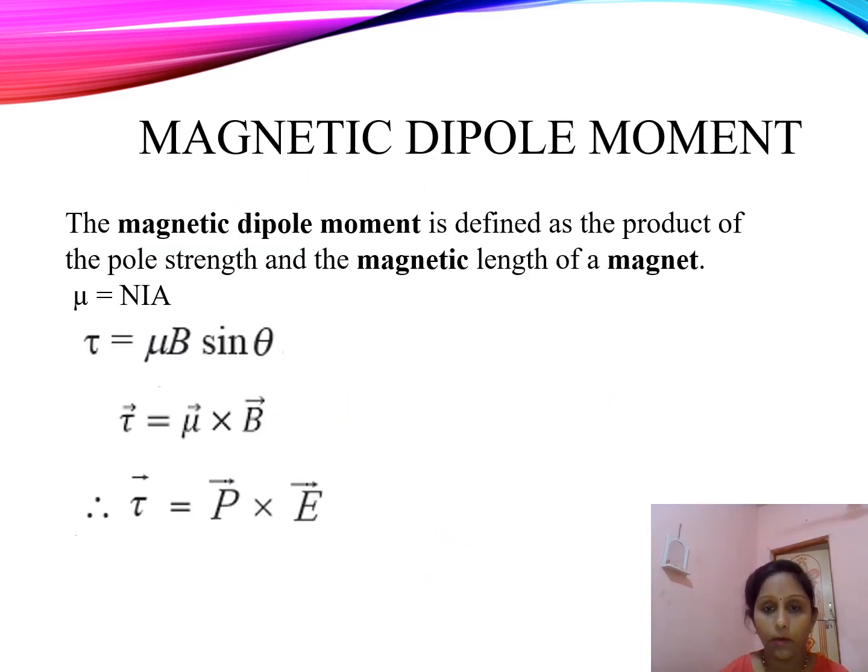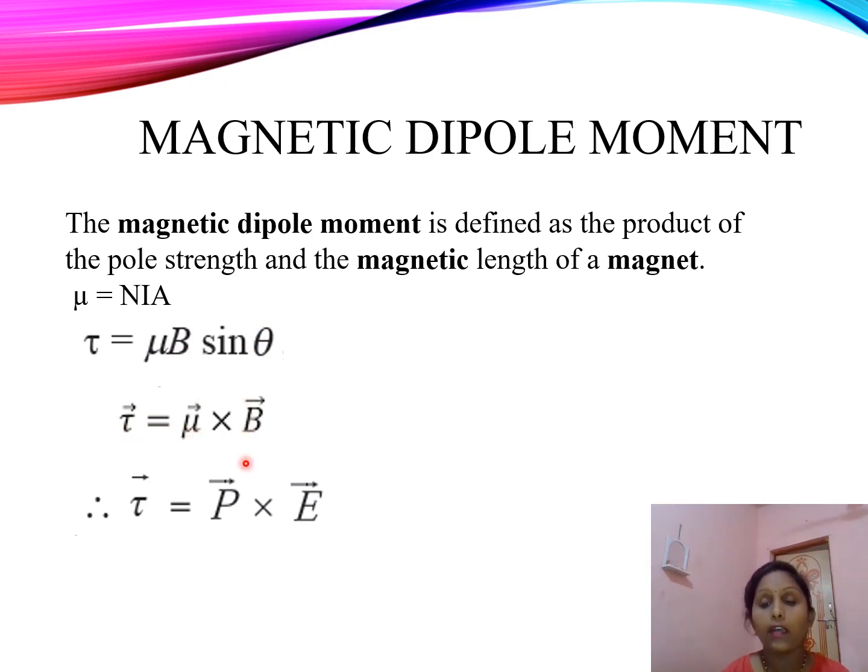Magnetic dipole moment. A current carrying coil can be described in terms of a vector, that is the mu vector. It is the magnetic dipole moment. It is defined as the product of the pole strength and the magnetic length of the magnet. So the equation is mu is equal to NIA. In a uniform magnetic field, the torque is calculated as torque is equal to mu B sin theta. Theta is the angle between mu and B. So the torque vector is equal to mu vector cross B vector.